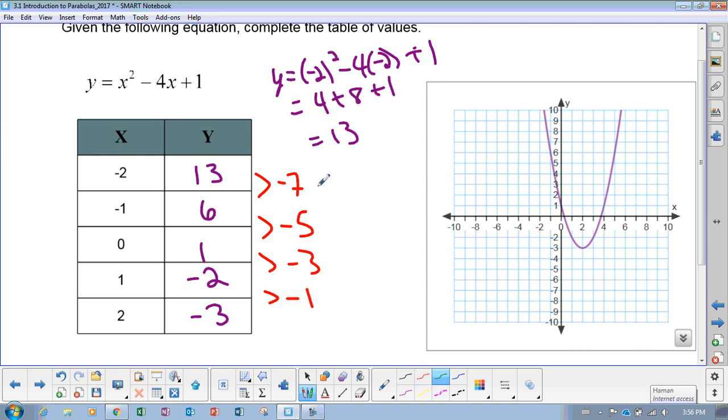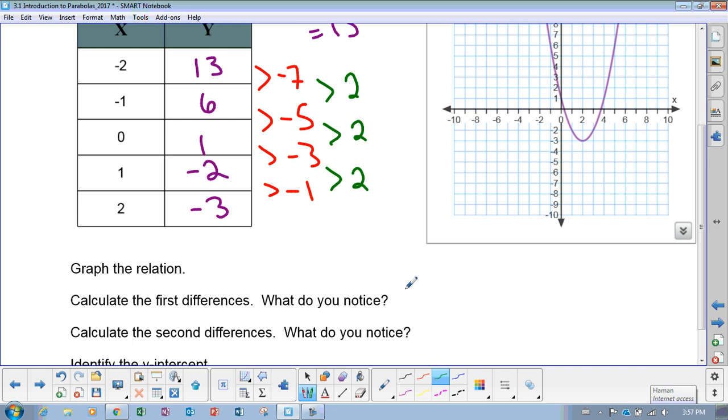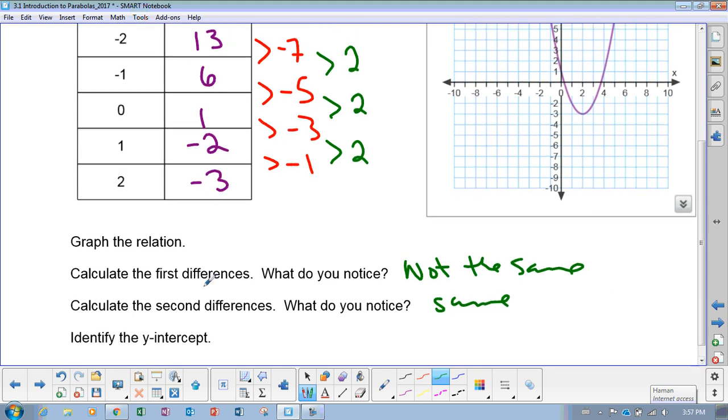So then we do our second differences. -5 subtract -7 is 2. -3 subtract -5 is 2. -1 subtract -3 is 2. Once again, not the same. These are the same. And when we look at it, the y-intercept is actually at 0, 1.